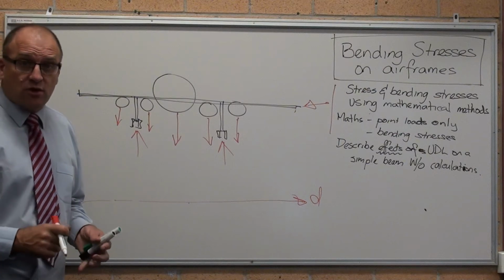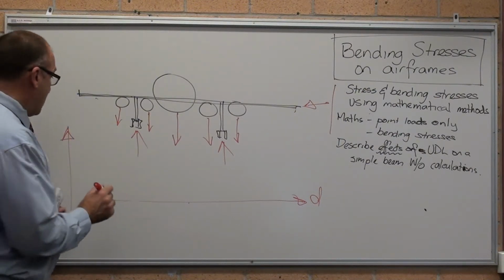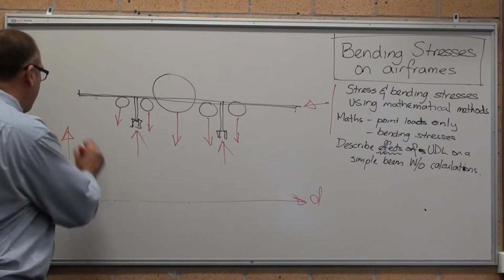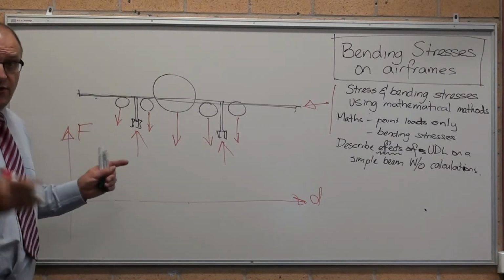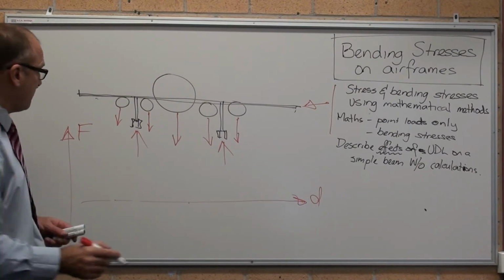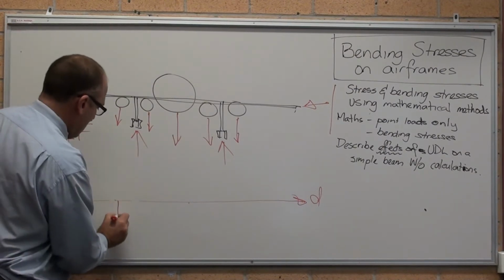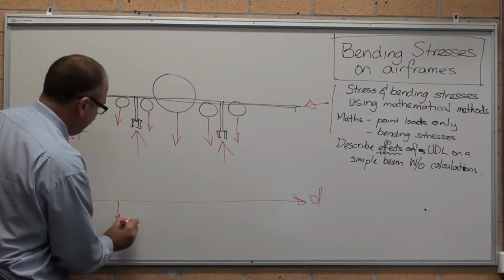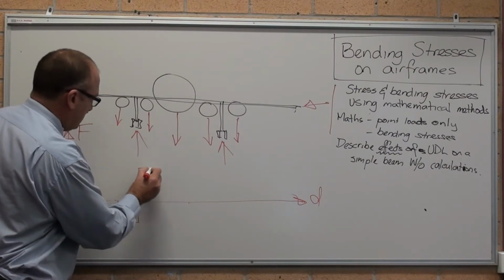Let's draw the shear force diagram for this plane sitting on the tarmac. As you know, force is vertical, distance is horizontal in a shear force diagram, and we just follow the forces. So we go down a little bit, up a lot, down a little bit.